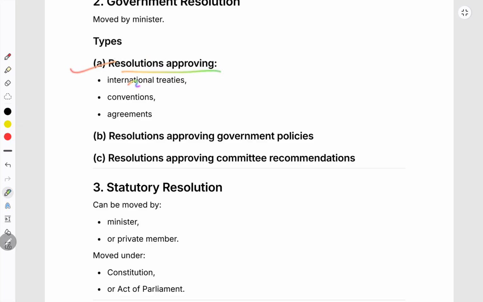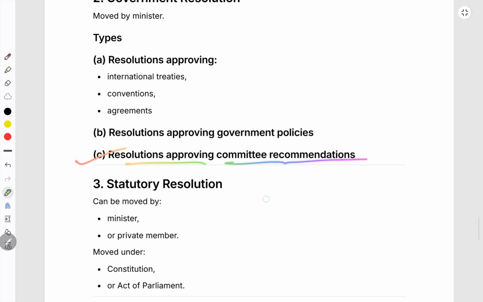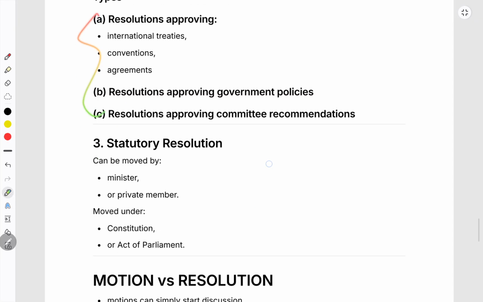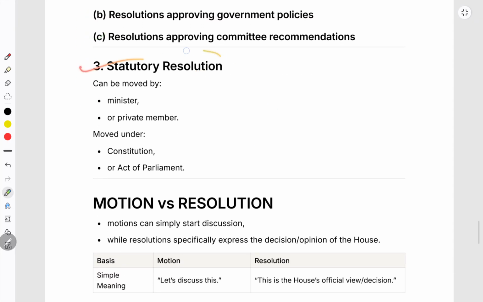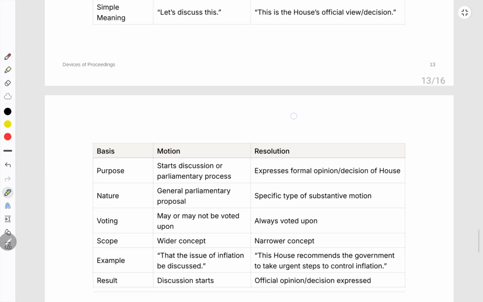So there are certain types of government resolution. First is resolutions approving international treaties, conventions, agreements. Second is resolutions approving government policies. Third is resolutions approving committee recommendations. Okay, so 3 categories. Then third type is the statutory resolution. This statutory resolution can be moved by a minister or private member, and this is moved under the constitution or an act of parliament. Okay, now let's see the difference between motion and resolution.